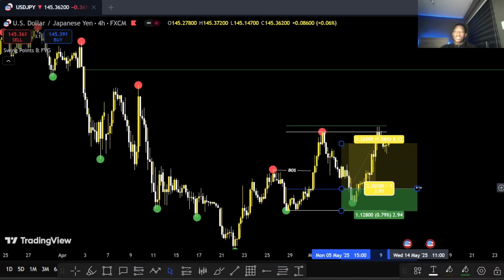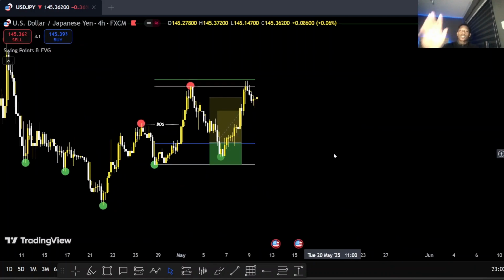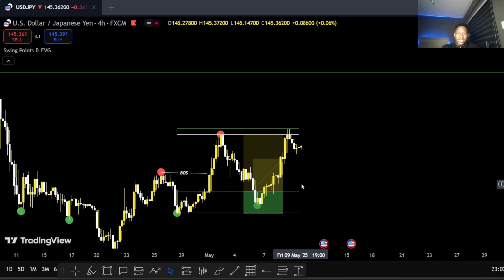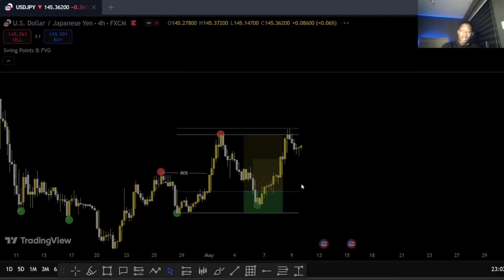I'll probably just put the screenshots over here so you guys can check them out, right? So it's the first entry, and then I initially scaled in again. I think it was on the 1 hour time frame, as the market was moving all the way to the top.